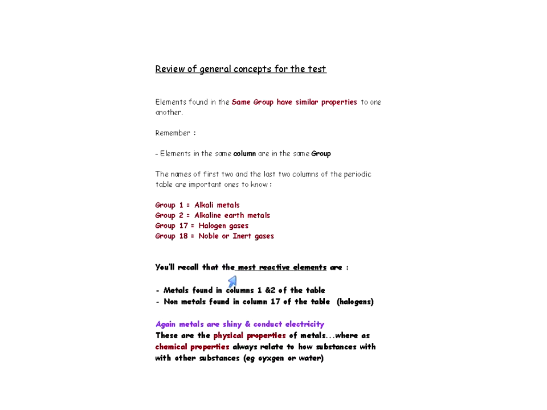As far as the most reactive elements, remember they're in columns 1 and 2 of the table as well as column 17, so the halogens.